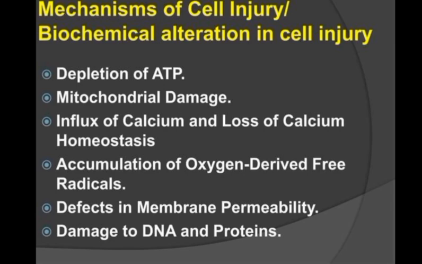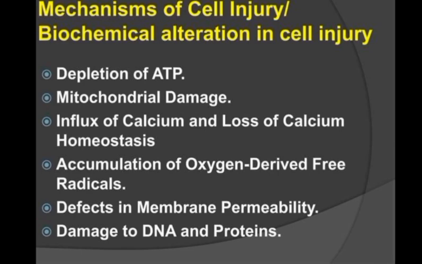Mechanisms of cell injury. First one is depletion of the ATP. In hypoxia and ischemic conditions, there will be depletion in the ATP. Mitochondria will not get perfect oxygen supply, and without oxygen supply, it cannot generate ATP. Second, mitochondria will get damaged. How mitochondria get damaged means there will be increased input of calcium. This calcium will accumulate in the mitochondria, and mitochondrial swelling will happen.